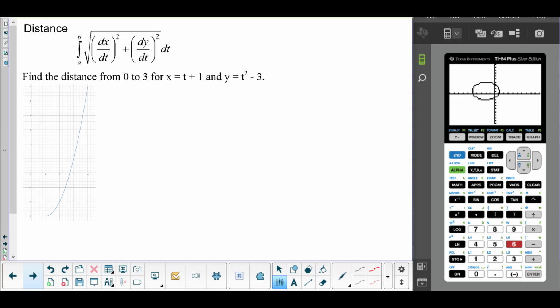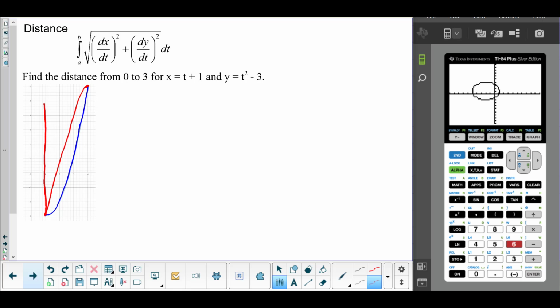Distance formula. Find the distance from 0 to 3 for x equals t plus 1 and y equals t squared minus 3. So I have it graphed here. The distance. So we want the distance along this curve right here, from these 2 points. What if we were to find the distance between the 2 points using a line? But the blue curve is going to be longer than this line.